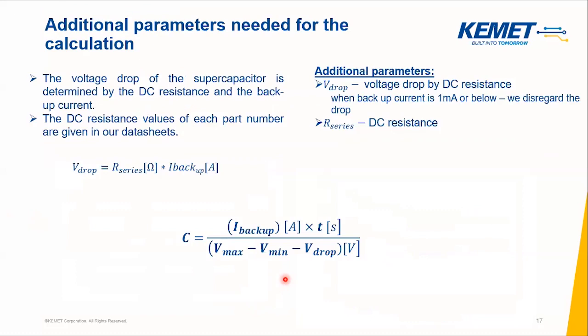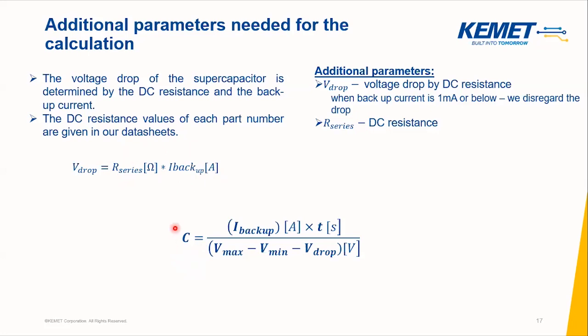So the additional parameter that is needed for this calculation is the R series or DC resistance, which actually causes the voltage drop over the capacitor. The voltage drop of the supercap is determined by the DC resistance and the backup current. So to calculate this voltage drop, you need to take this DC resistance from the data sheet and multiply it by the backup current.